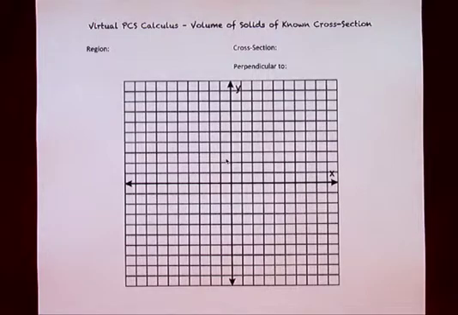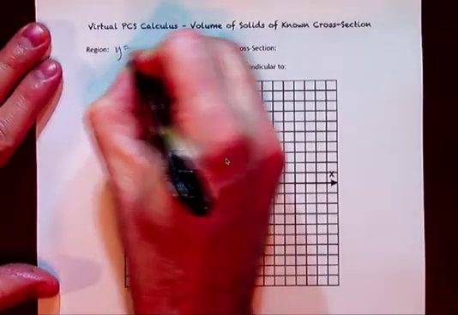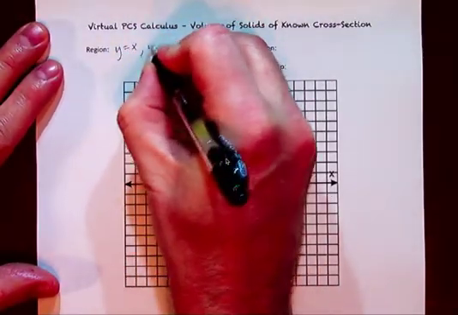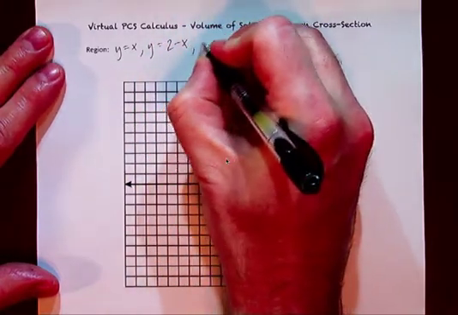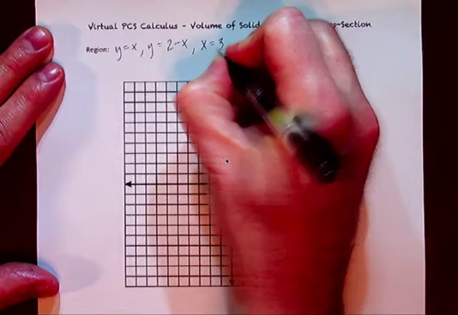It's probably going to be the last one on volumes of solids of known cross-section. Let's go ahead and jump right into the next problem. We have y is equal to x, y is equal to 2 minus x, and x is equal to 3.